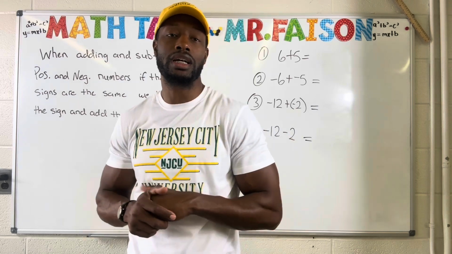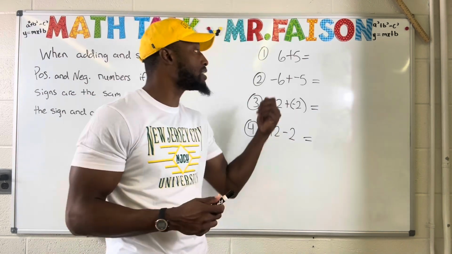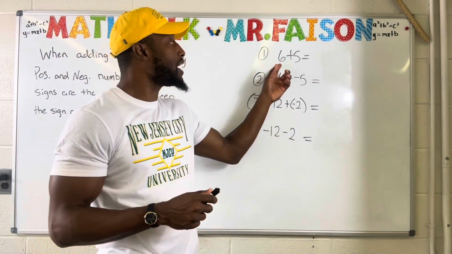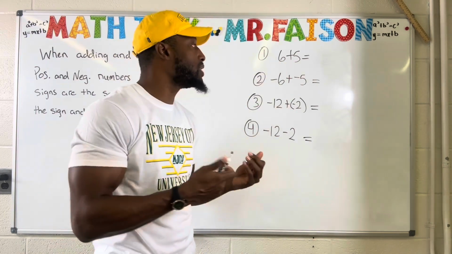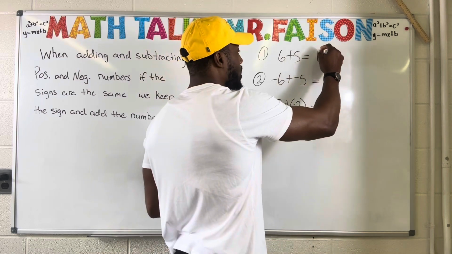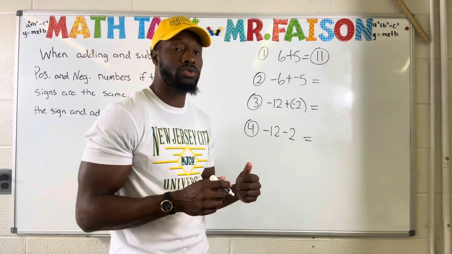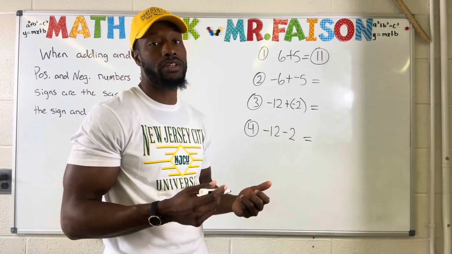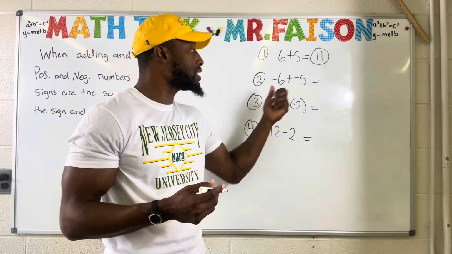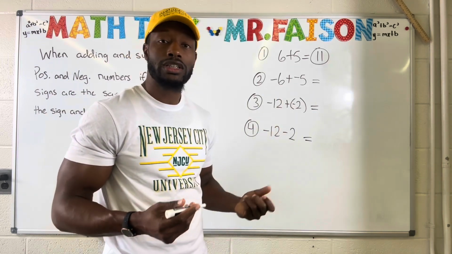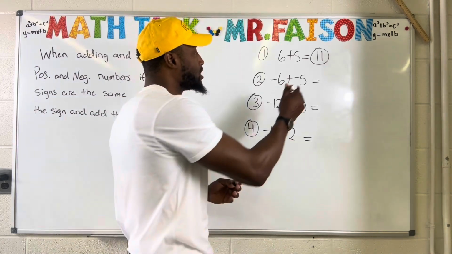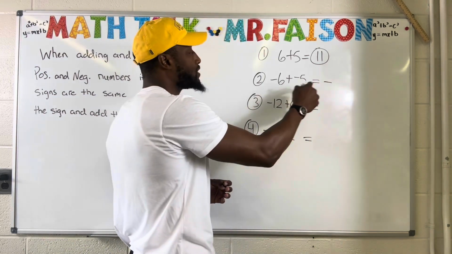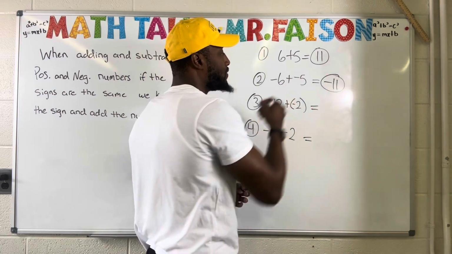Let's take a second to look at a couple examples. The first one we look at is 6 plus 5. The 6 is positive and the 5 is positive. That means we know that our answer is going to be positive and we just add. So we have a positive 11. We drop down to number 2. We have negative 6 plus negative 5. I can see that my 6 is negative and my 5 is negative. So since both of the signs are the same, we keep the sign and we add. So I know my answer is going to be negative, and 6 plus 5 is 11. So I have a negative 11.